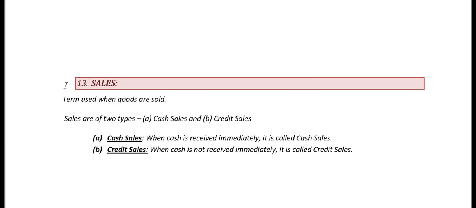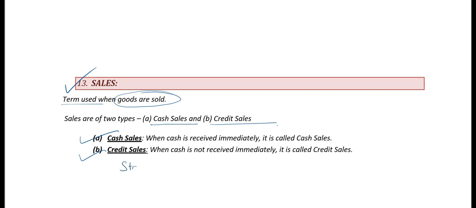Thirteenth term, sales. This is the term used when goods are sold. So when the stationery shop sells pens and notebooks, then the term used is sales. Sales are of two types, cash sales and credit sales. When cash is received immediately, then we call it cash sales. And when cash is not received immediately, it is called credit sales.